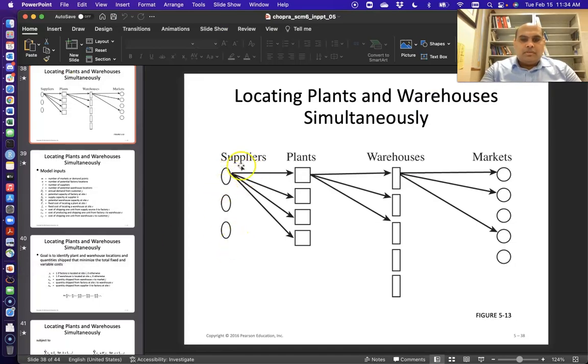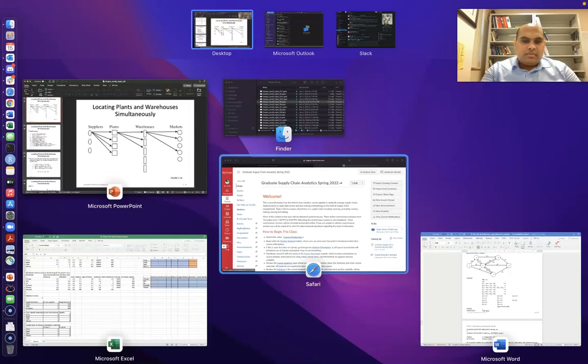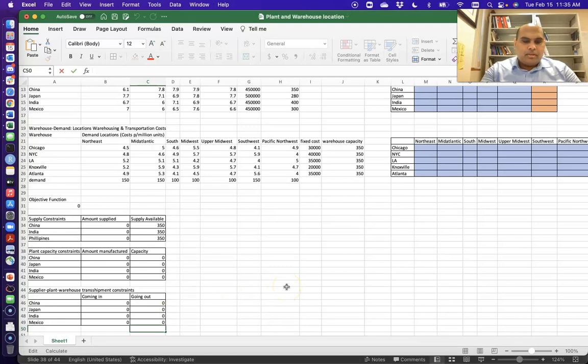So we have the supplier constraint, supplier capacity or the supply constraint. We have the plant capacity constraint. Then we have a transshipment constraint. Now let's write the warehouse capacity constraint, and then we can write the plant to warehouse to market transshipment constraint, and finally we'll write the demand constraints for the market. So let's write the warehouse constraint next. Warehouse capacity constraint.